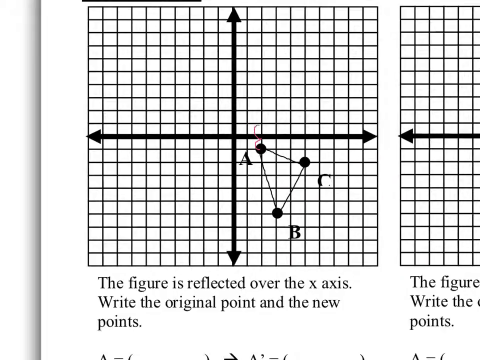So this A is now going to be 1 unit away from the x-axis. So notice this question says the x-axis. That's really important. We're going to be 1 unit away on the other side. So when I'm looking at my B, I see that I need to be 1, 2, 3, 4, 5, 6 units away. But now I'm going to be on the other side. So I'm going to go 1, 2, 3, 4, 5, 6 units away. And this is where my B prime is going to be.